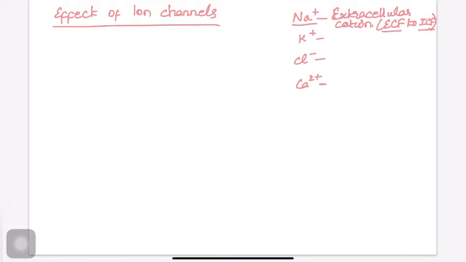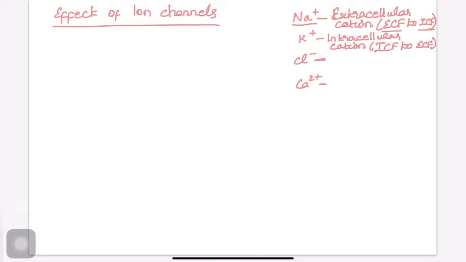And potassium, as we already referred, is an intracellular cation, right? What does it mean? The concentration of potassium is more in ICF than in ECF. So the concentration gradient of potassium is from ICF to ECF. That means potassium will move out of the cell.